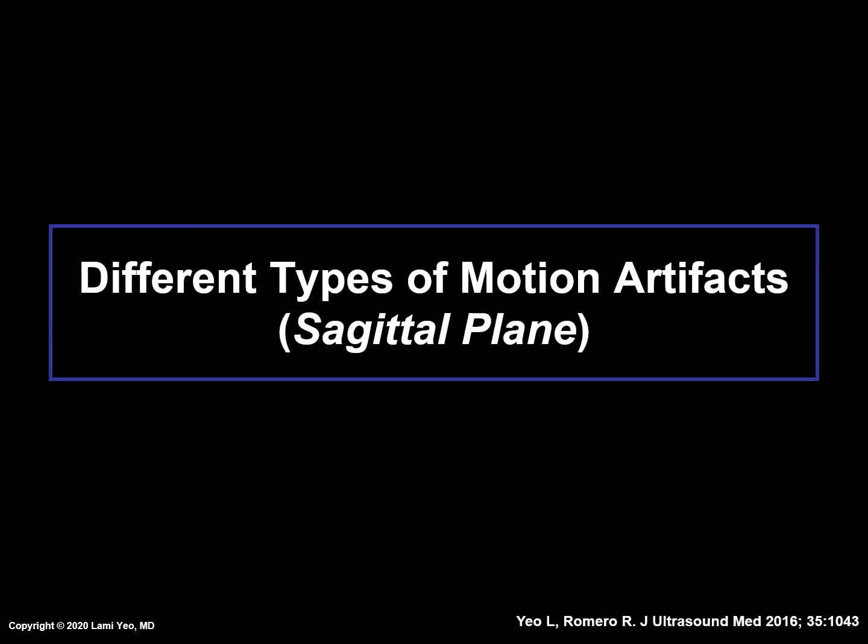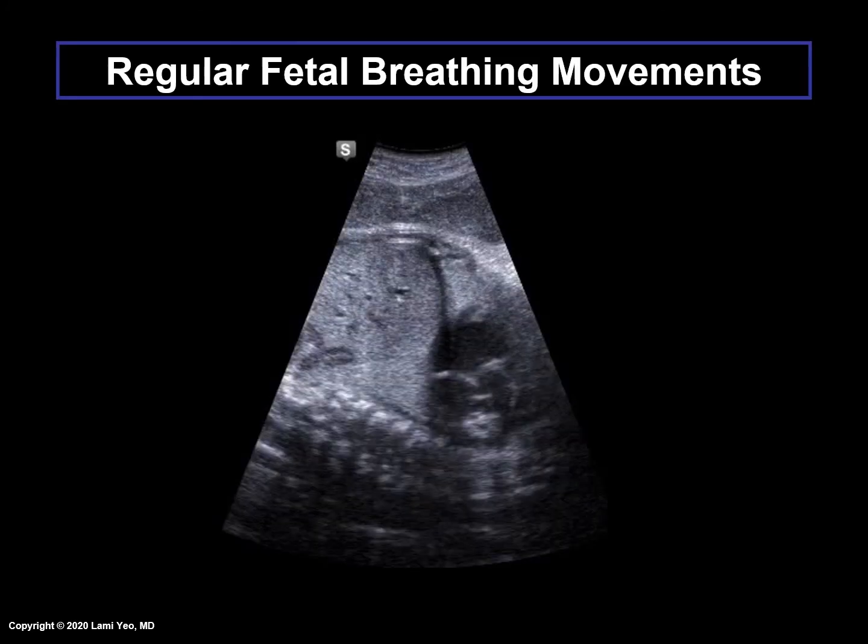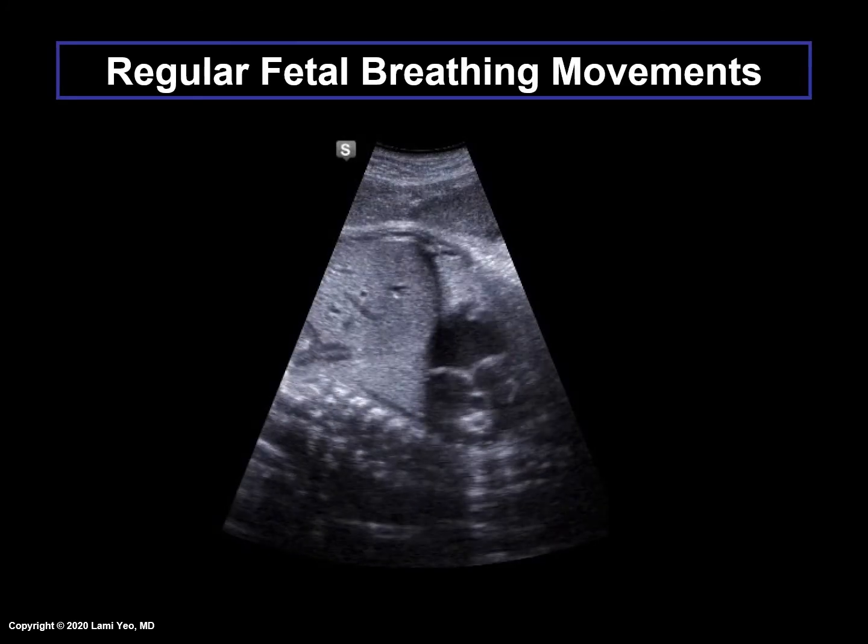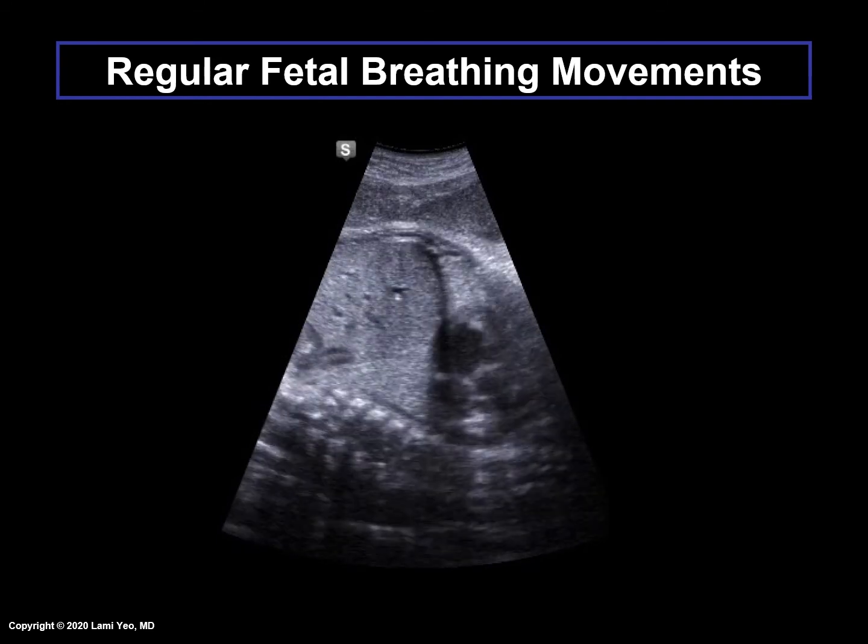When motion artifacts are present, they can affect the characteristics of the longitudinal descending aorta wall in several ways. We have categorized this into three types: wavy lasagna wall, piano keys, and water dive. Here is a fetus that is showing regular fetal breathing movements.